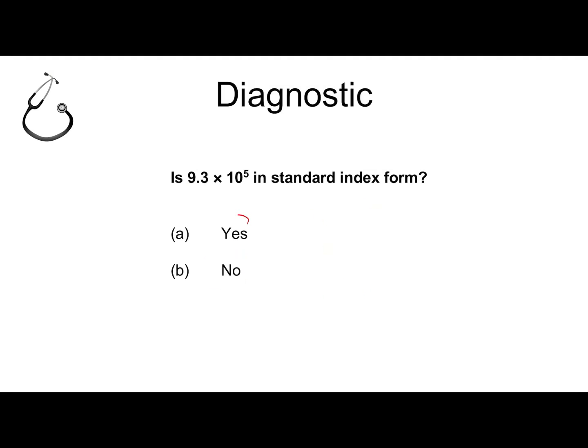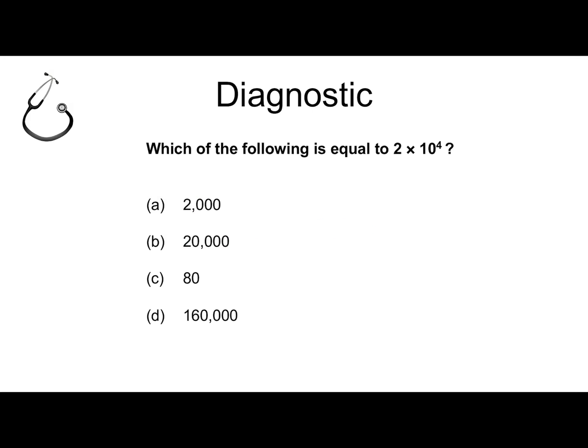Is this standard form? Yes, absolutely. It's a number between 1 and 10 times 10 to the power of an integer. Okay, and that would be written as a normal number. That would be 930,000. Okay, you can double check me there.